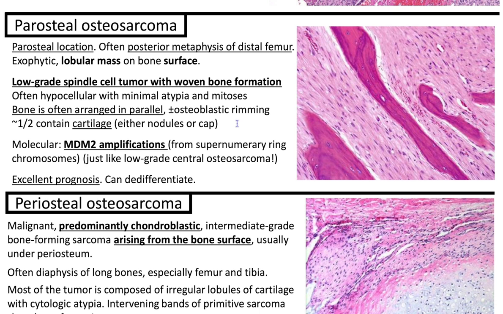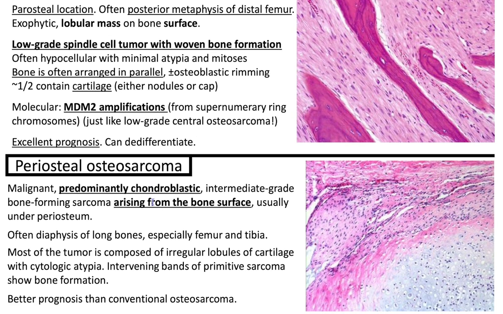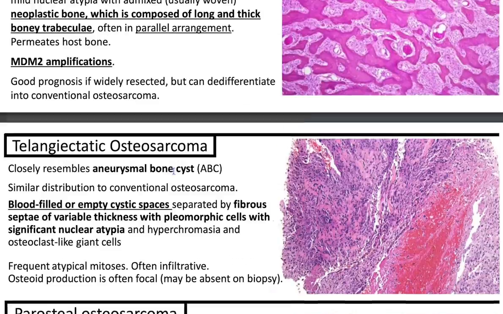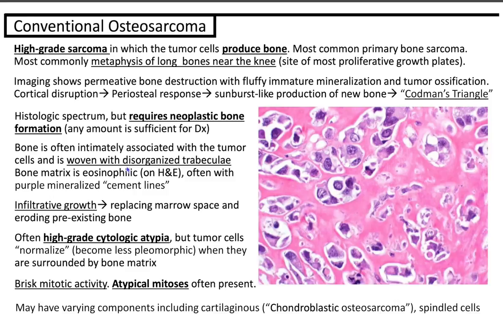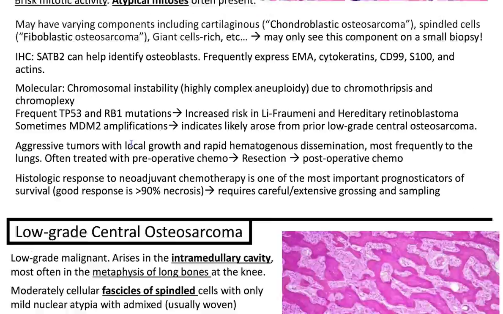Personally, the way I like to think of it is parosteal is on the bone surface. It's the furthest away from the center of the bone. Then you have your periosteal osteosarcoma, because this is under the periosteum. And then the closest to the center is your low-grade central and high-grade central osteosarcoma.